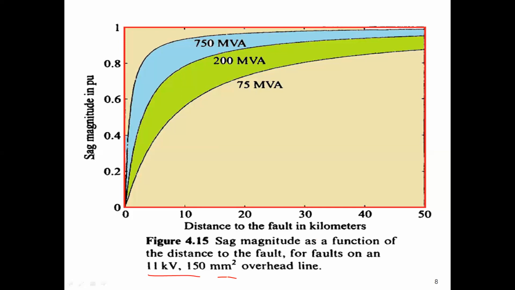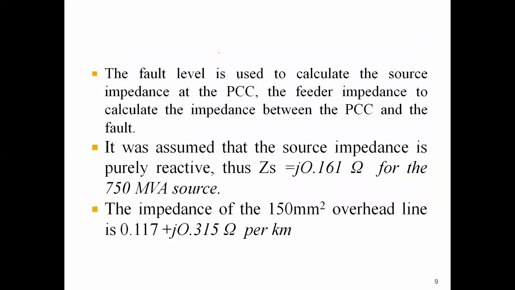Yes, very good. This is the response I expect. What you can see is that the fault level is used to calculate the source impedance at the PCC. Before I give the observations, I'll give you the other data that you might be missing. The fault level is used to calculate the source impedance at the PCC, and the feeder impedance to calculate the impedance between the PCC and the fault.